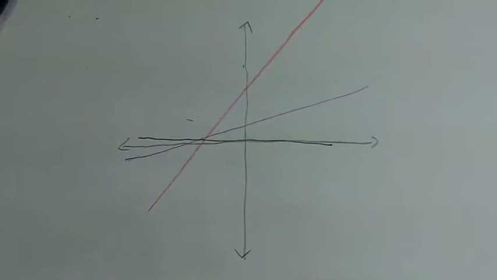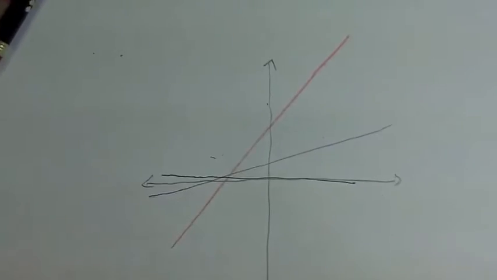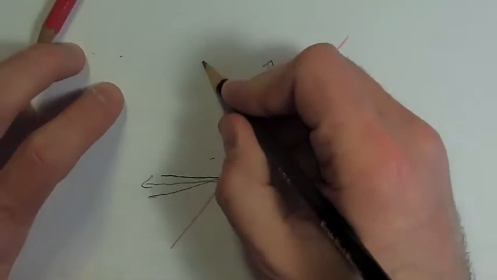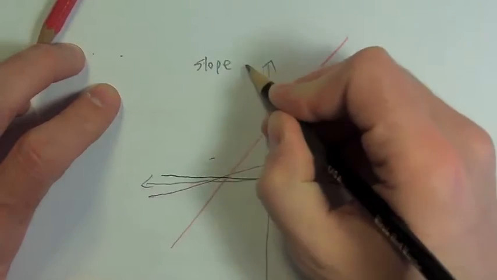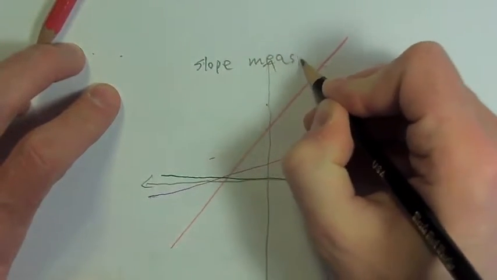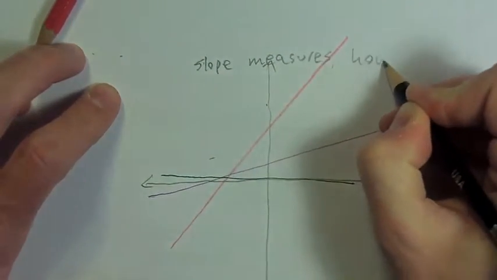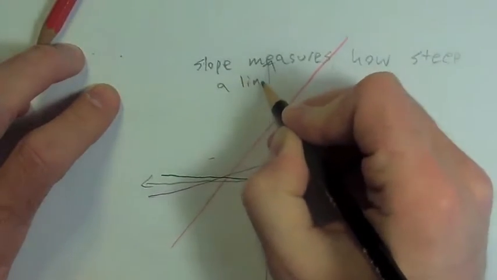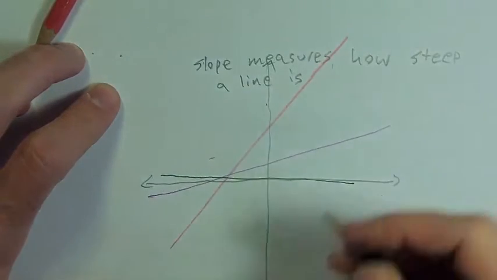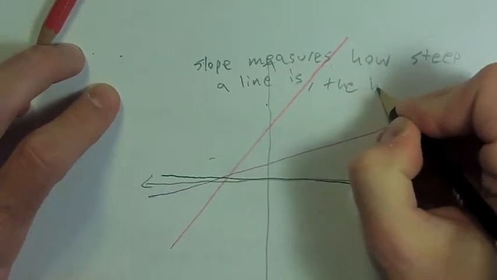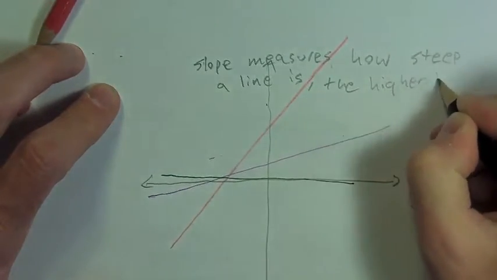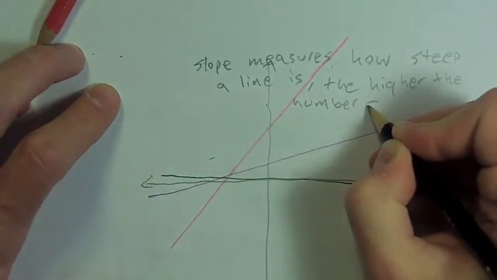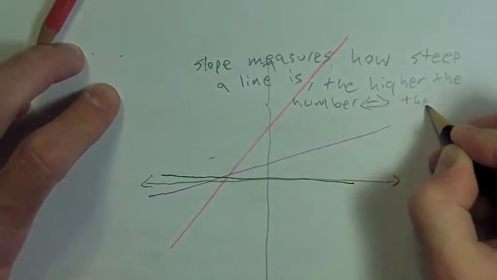Okay. The slope is also considered a measurement of how steep a line is. Right? So the slope measures how steep a line is. Okay? So the higher the number, okay, means the steeper the line.